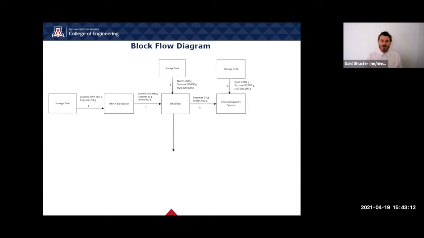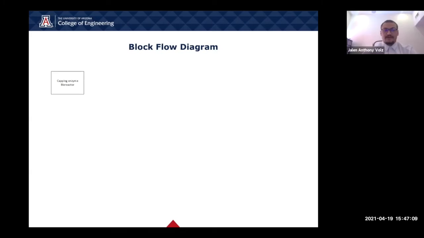Additional buffer solution is sent into the column to separate the enzymes from the mRNA, which will be sent into the capping enzyme reactor. Now to cap off my part of the presentation, I'll be handing it off to Jalen to cover the second half of the block flow diagram. Thank you, Gal. Now for the second half of the process.